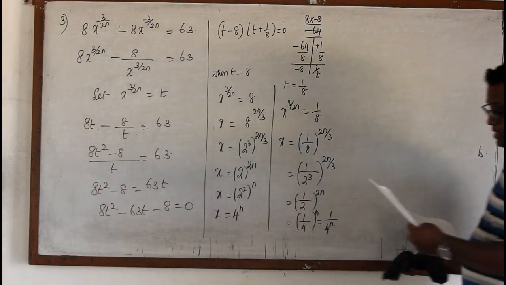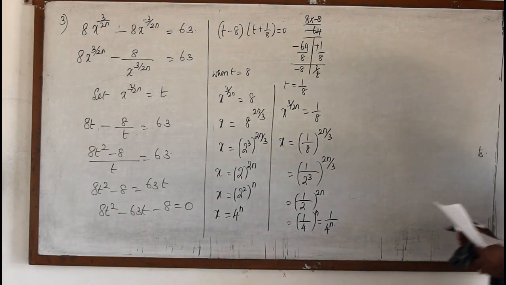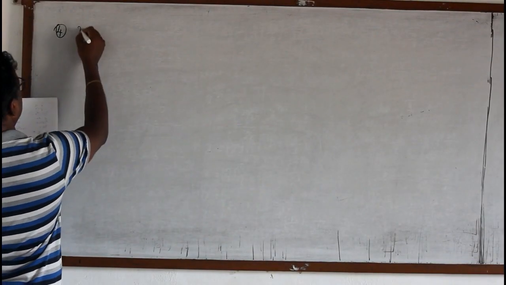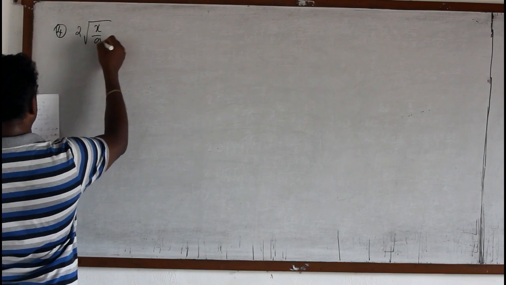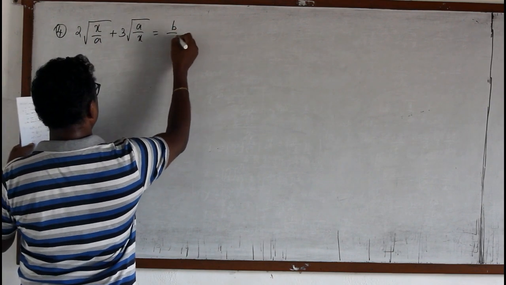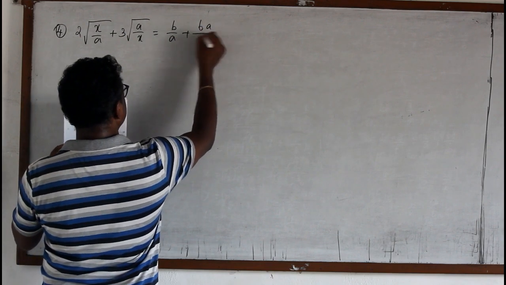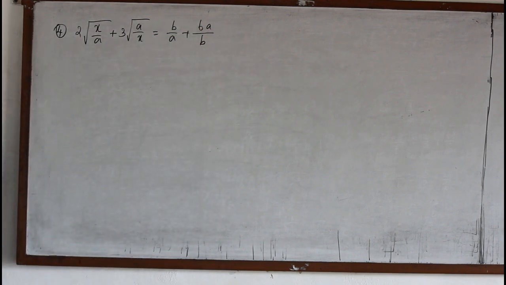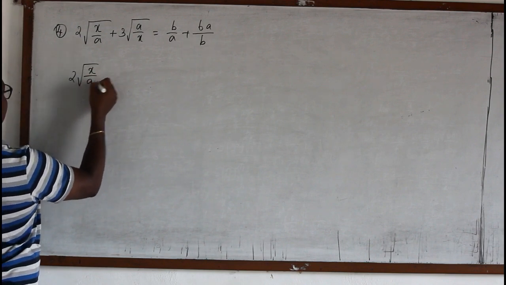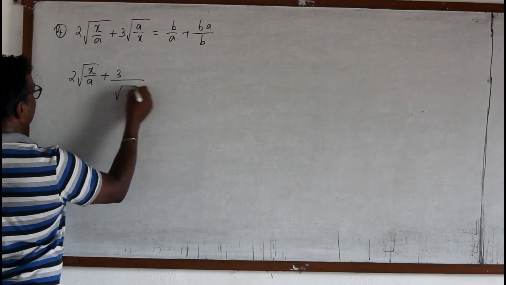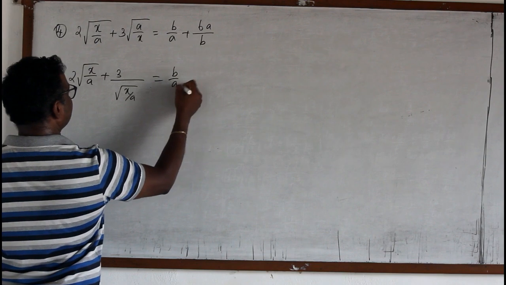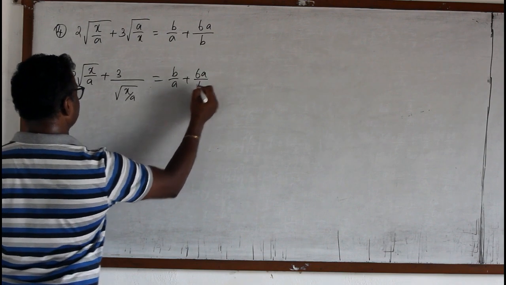So either x equal to 4 power n or 1 by 4 power n. This is problem number 3. Similar problem. Now we shall have the fourth problem. 2 into root of x by a plus 3 into root of a by x equal to b by a plus 6a by b. Shall we write this one as 2 root of x by a plus 3 by root of x by a equal to b by a plus 6a by b.